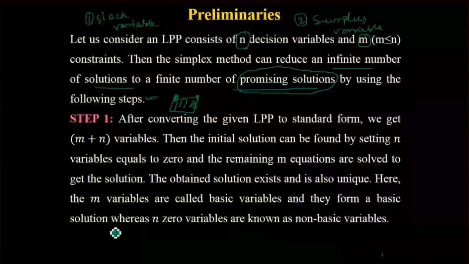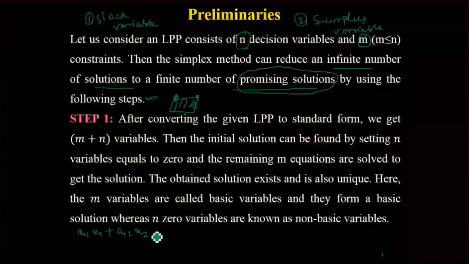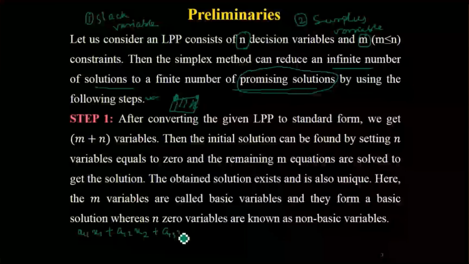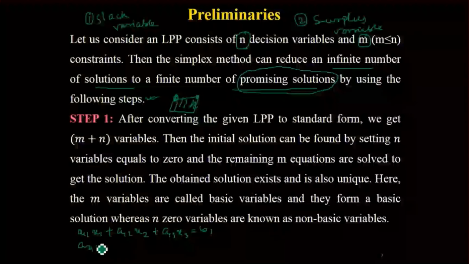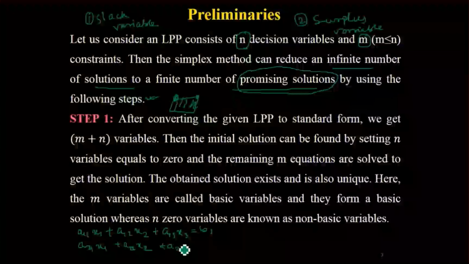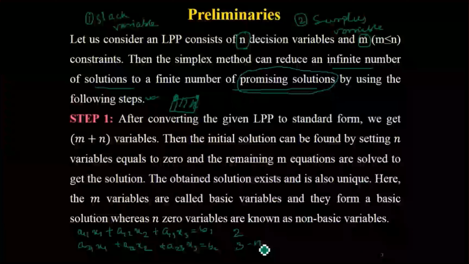For example, if I take a11x1 plus a12x2 plus a13x3 equal to b1, and a21x1 plus a22x2 plus a23x3 equal to b2, how many equations are there? Two equations. How many variables are there? Three variables. So n is 3, m is 2.